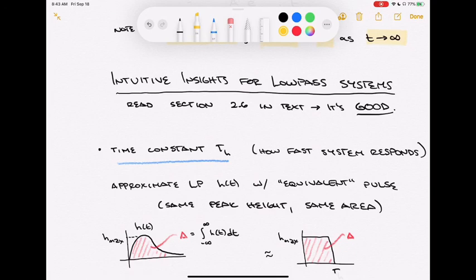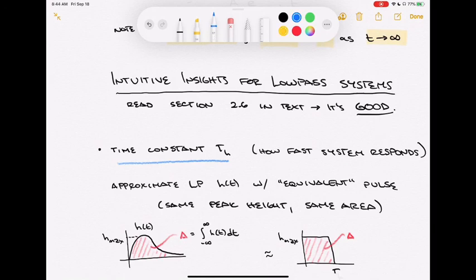You apply a unit step and you run it through the system. How long does it take that system to fully respond to the unit step? That's the idea of a time constant to this system. One of the ways we can measure the time constant of a system, how fast it responds, is by figuring out the effective width of the unit impulse response function.